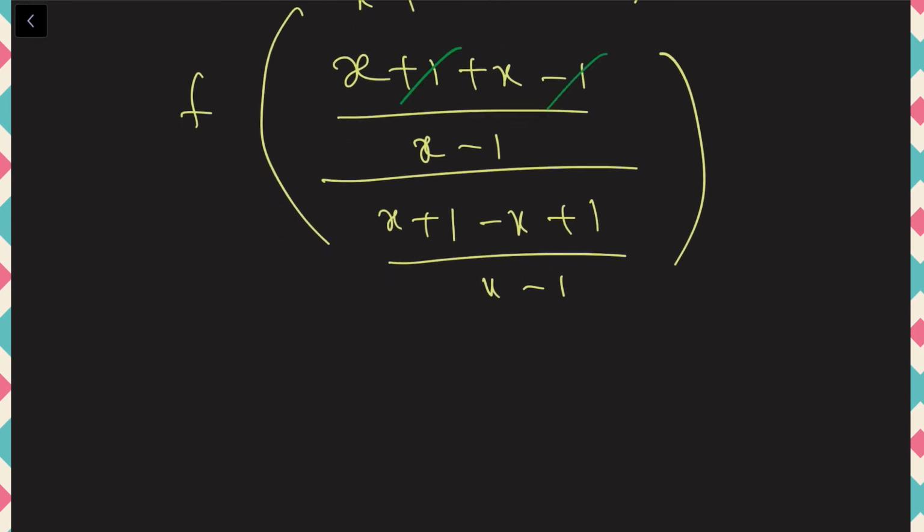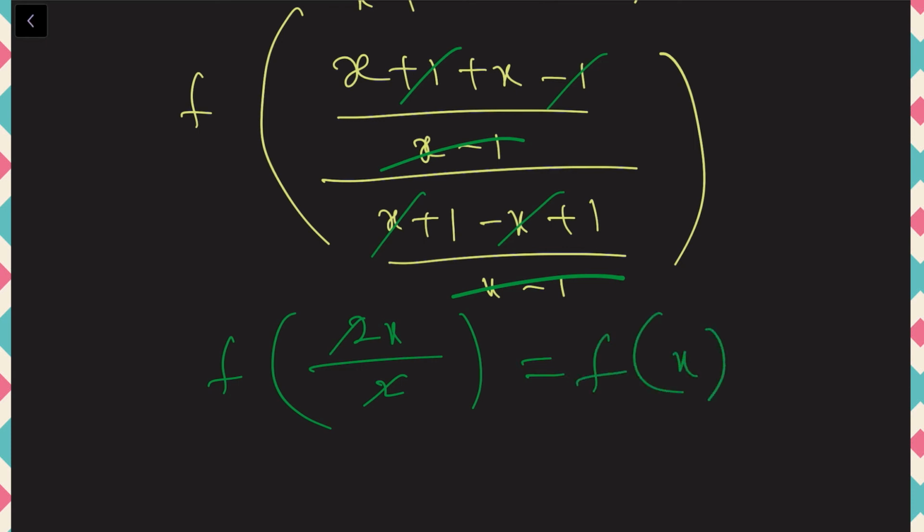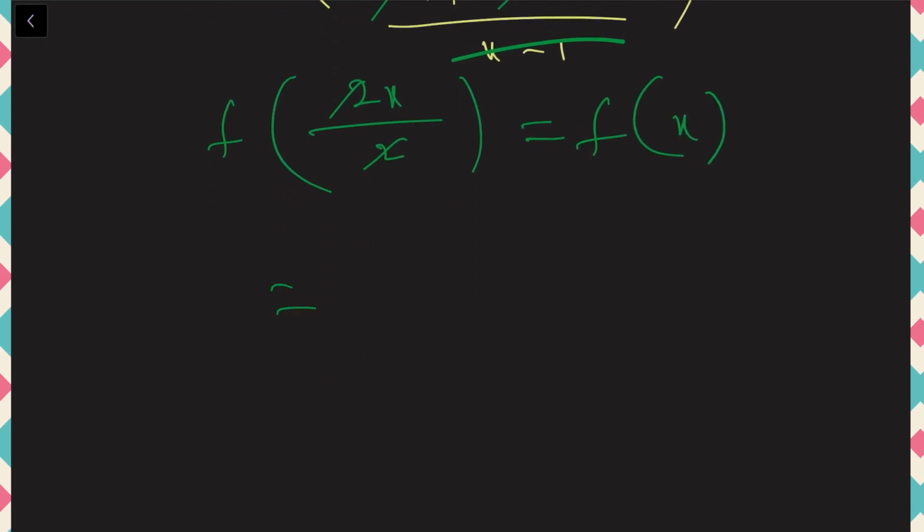Plus 1 minus 1 cancel, plus x minus x cancel. Here x minus 1, here x minus 1 will get cancelled. Then we remain with x plus x, 2x, divided by 1 plus 1, 2. The 2s cancel. Then we remain with x. So f of f of x value is given in the question itself, that is x plus 1 divided by x minus 1. So the value of f of f of x is nothing but x plus 1 divided by x minus 1.